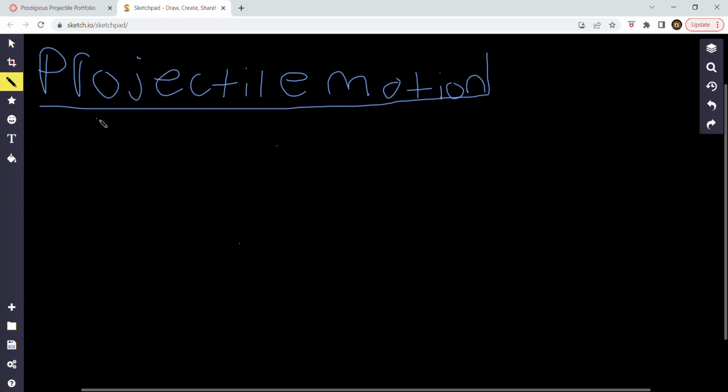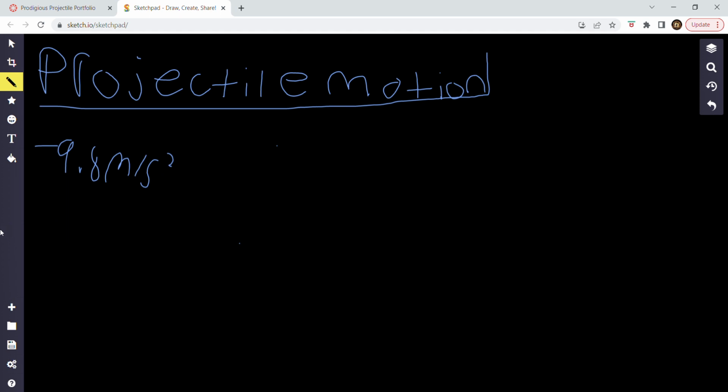And today we're going over projectile motion. So basically, projectile motion is the motion of an object thrown or projected into the air, and the only acceleration it experiences is the acceleration due to gravity, which is negative 9.8 meters per second squared. The object being thrown is called a projectile.